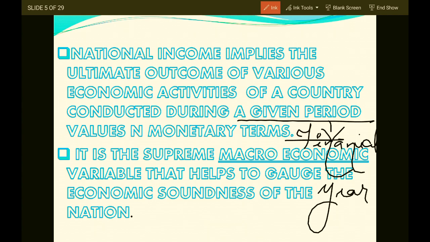So basically, through national income it is understood what is the condition of manufacturing or production of goods and services during a particular period of time. It is a supreme macroeconomic variable, a part of macroeconomics, that helps to gauge, basically to measure, the economic soundness of a country.